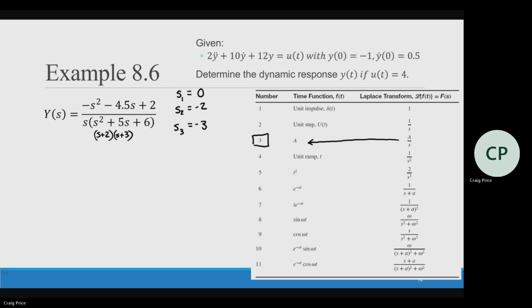These other roots, just remember, the typical form is -a plus or minus omega i. For all of these, I don't have any imaginary terms. These are just real roots. I have a -2, I have a -3. That corresponds with line 6. So notice line 6, this is the only one, well, besides this, if I have a repeated root, that would be line 7. But if I have a real and distinct root, that's my -a, so -2 or -3. That's what these roots tell me.